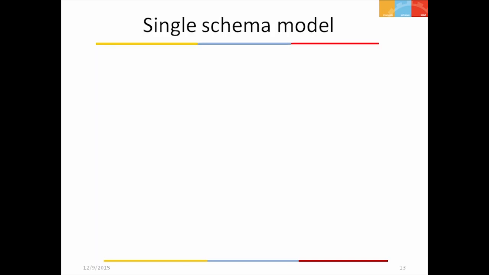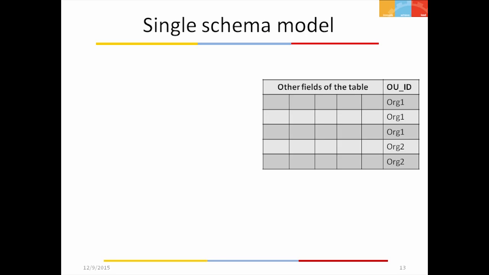So let us look at a single data store, single schema model, which is the simplest one to implement multi-tenancy. A single schema model might look like this. This is a table which contains different fields, but most important is that there is something called multi-tenancy ID or OU ID. OU stands for organization unit. You see that each row corresponds to a particular organization. For example, in this case, the first three rows correspond to the first organization.